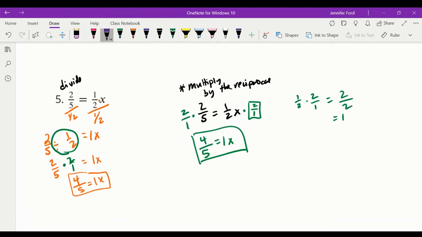And if you didn't notice, I'm going to show you now. I did 2/5 times 2/1 in both things here, right? So if I divide by 1/2, that's the same thing as multiplying by 2/1. This is why the multiply by the reciprocal strategy is my favorite, because it's like one step faster. It's like one step more efficient. They both work. When I divide by a fraction, I'm going to multiply by the reciprocal anyway. Might as well just do that from the beginning.